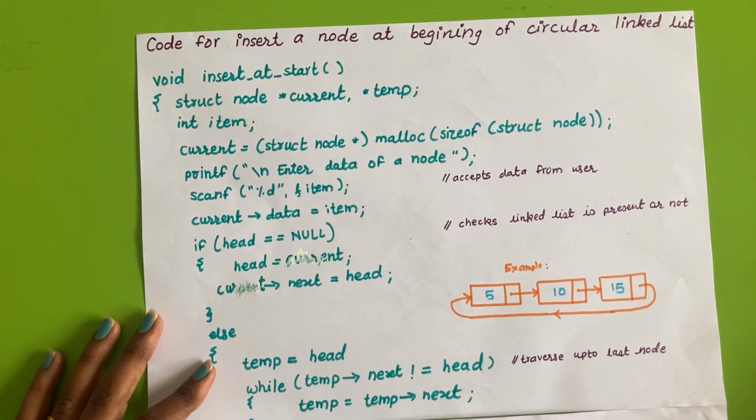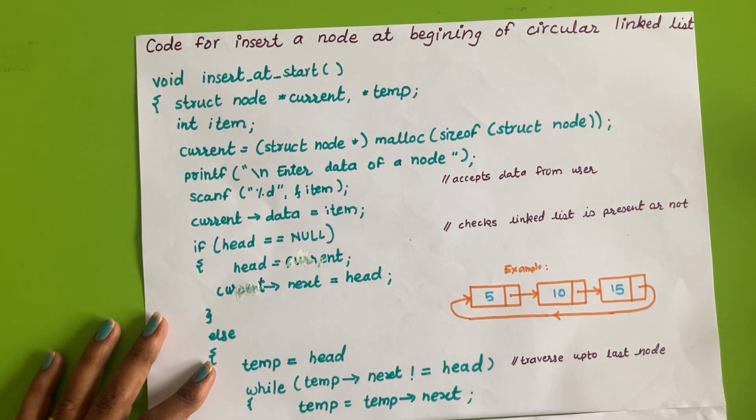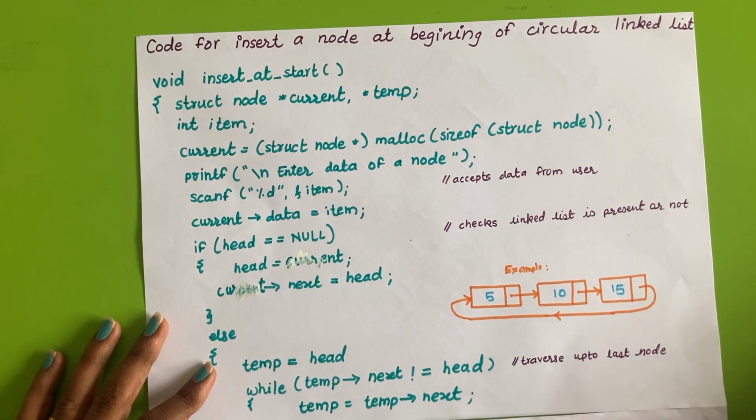So if head is equal to null, that means the linked list itself does not exist, and if it exists, then what will be the changes made in the pointer field of the existing linked list as well as the new node that is going to be added in the linked list. Okay, so let's start with the code.